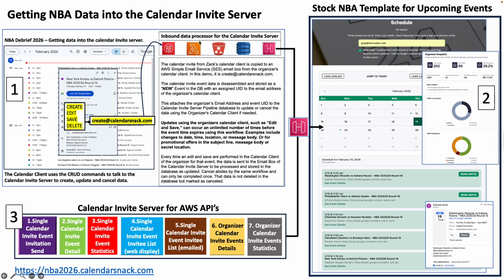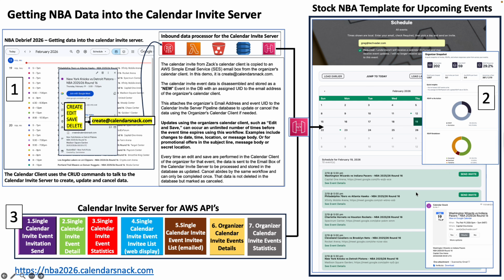Behind that is an ETL pipeline. We take this data in the inbound processor, we deconstruct it, we put it in DynamoDB, and then we make it available for our calendar invite server APIs to be used with front-end applications like this upcoming event page I have displayed here for the NBA. Somebody comes by, inserts their email address in it. They click one button here.